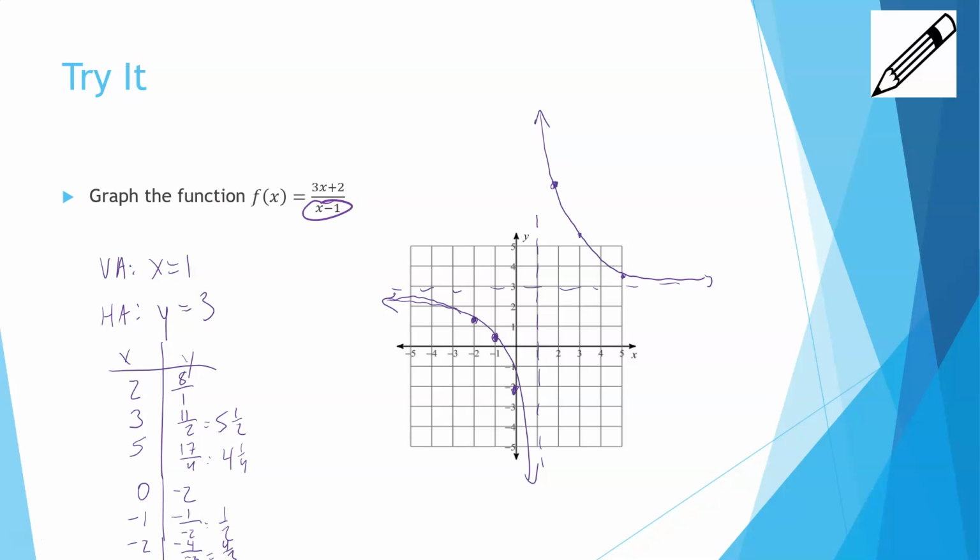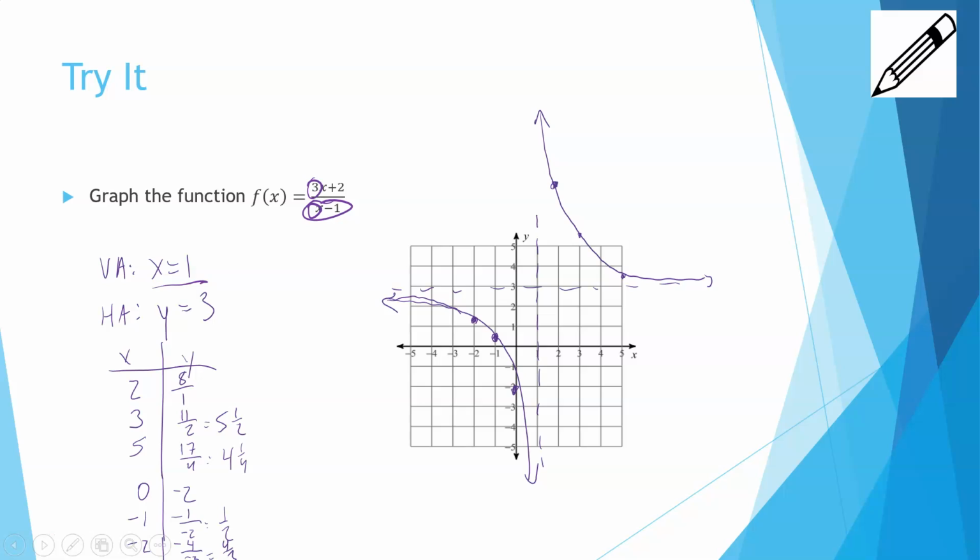First of all, denominator x minus 1 equals 0 gives you a vertical asymptote at x equals 1. Horizontal asymptote, the coefficients were 3 over 1, so y equals 3. You can see my table here, or at least part of it. The bottom got kind of cut off. Sorry about that.